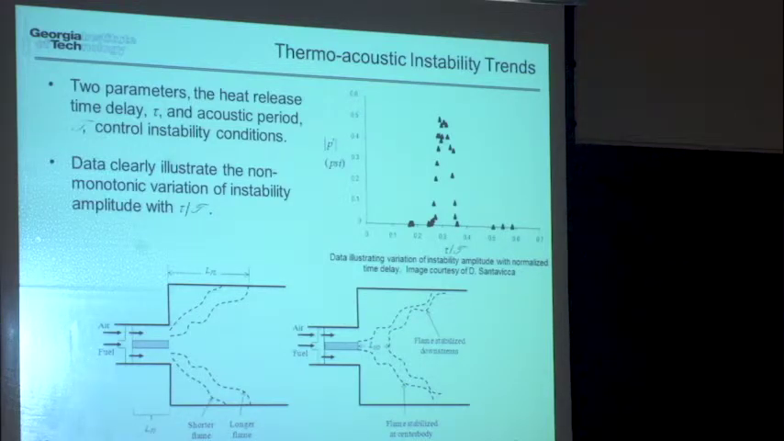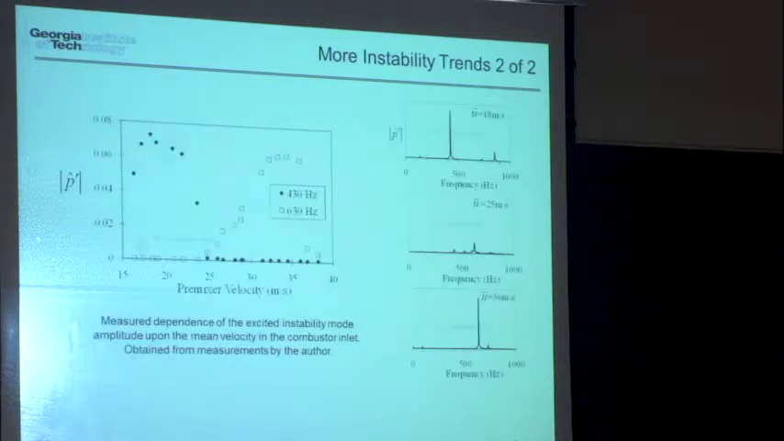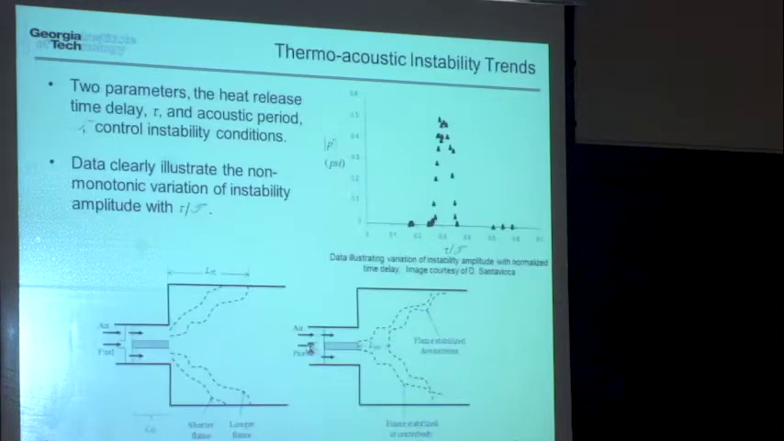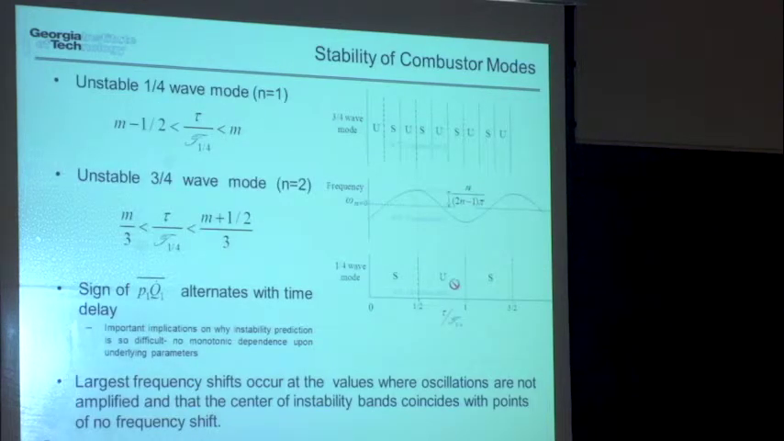All right, let me make this point around mode switching. I've really bashed on this non-monotonic dependence because it's so important and such a differentiator from other things. Let me just real quick talk about mode switching. Remember I said this is the first natural mode. Let's suppose this is 100 hertz. Well, for that duct, the next natural mode would be 3 times the frequency, so this would be 100, this would be 300 hertz.